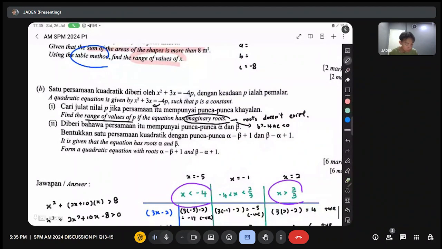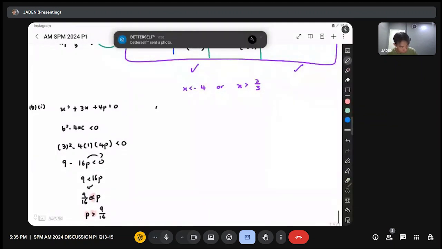It is given that the equation has roots alpha and beta. Form a quadratic equation with roots alpha minus beta plus 1 and beta minus alpha plus 1. Okay, cool. So B2.